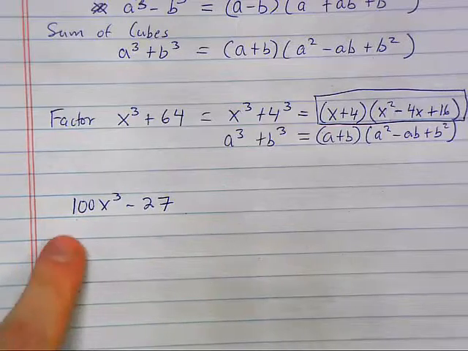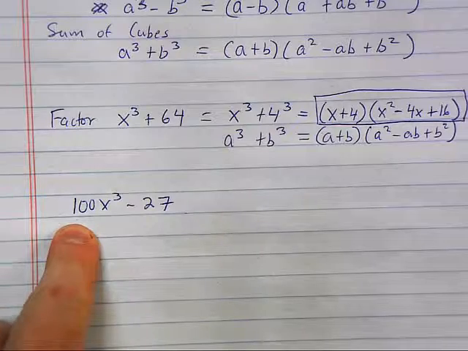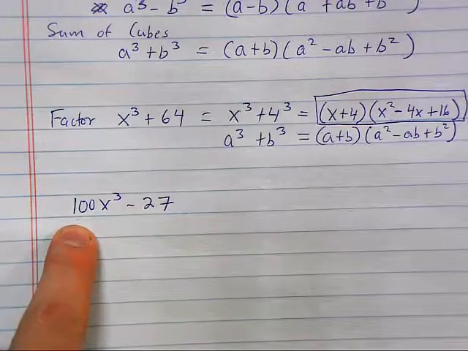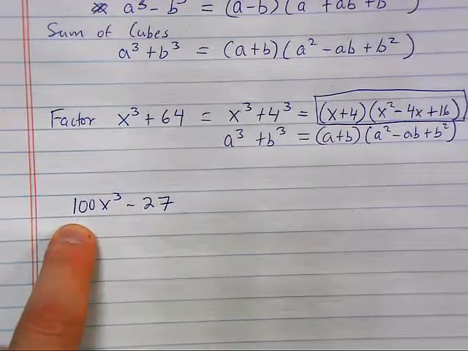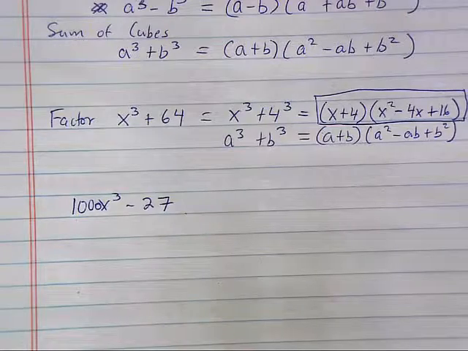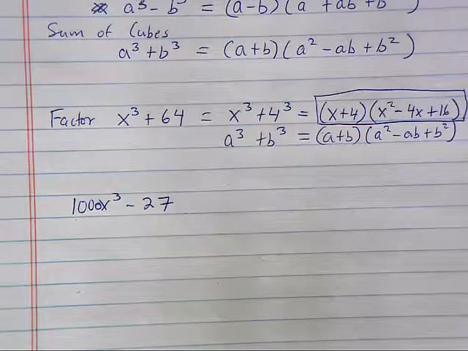Difference of cubes, because 100 happens to be 10 cubed. 100 is 10 cubed? No? Yeah, I copied it wrong. Let's make it 1,000. 1,000 happens to be 10 cubed. That's better.